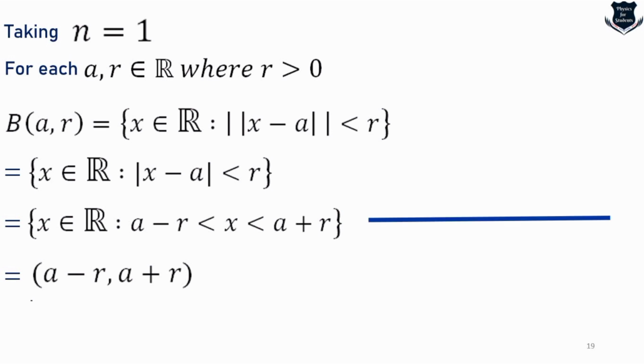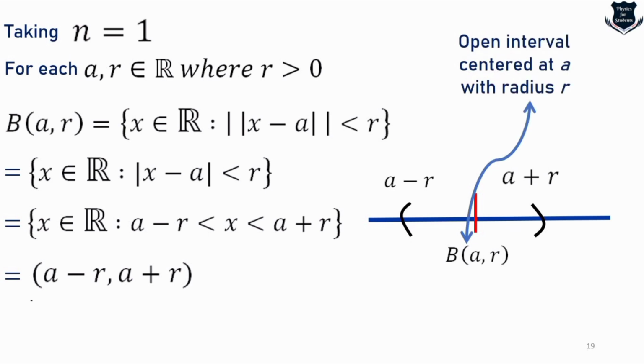We draw a real line. We take the negative part, a minus r, then draw a bracket, and take another one, a plus r, and in between we write the bar, which is the central part. As you see, this is the open interval centered at a with radius r. So ultimately this is a one-dimensional ball.